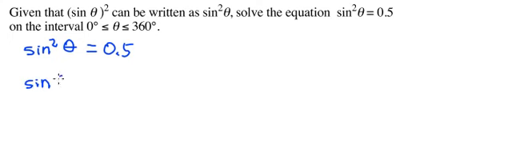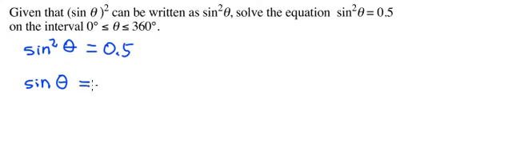Okay, given that sine theta squared is the same as sine squared theta, solve the equation on the interval 0 to 360 degrees. Alright, sine squared theta is 0.5. We want sine by itself, so we have to get this square off of it. So when you square root both sides of this expression, you get sine theta.